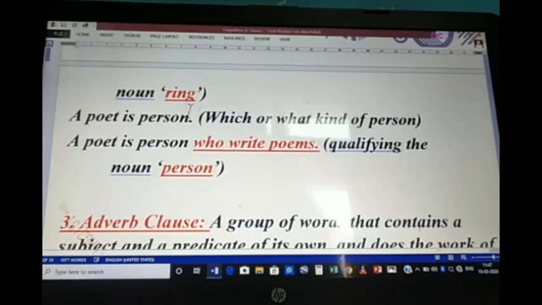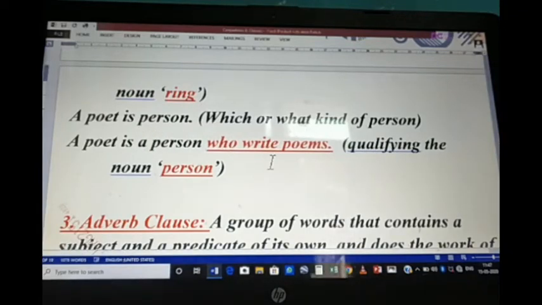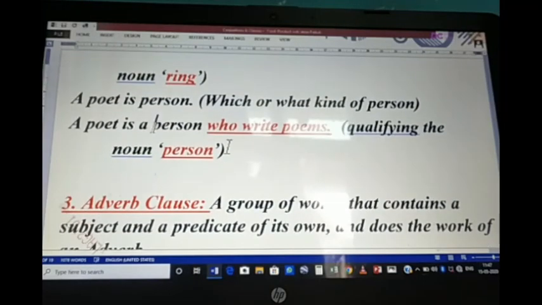Another example: a poet is a person. Which or what kind of person? A poet is a person who writes poems. So who writes poems, this is a clause. This clause describes the noun person. A poet is a person. What kind of person? Which person? Such questions, if answered by any clause, that will surely be called an adjective clause. Now, I think you must have understood by these examples.